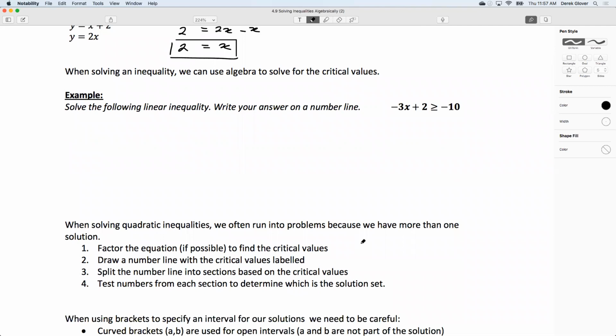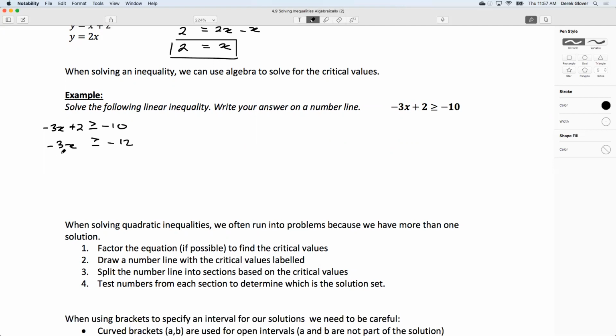Solve the following linear inequality, and write your answer on a number line. So we've got minus 3x plus 2 is greater than or equal to negative 10. So let's write that over here. Minus 3x plus 2 is greater than or equal to negative 10. And now I'm going to move all the x's to one side and everything else to the other side. So I'll have minus 3x is greater than or equal to negative 10 minus 2, which is negative 12.